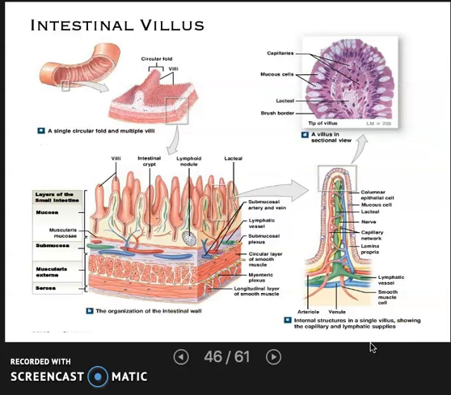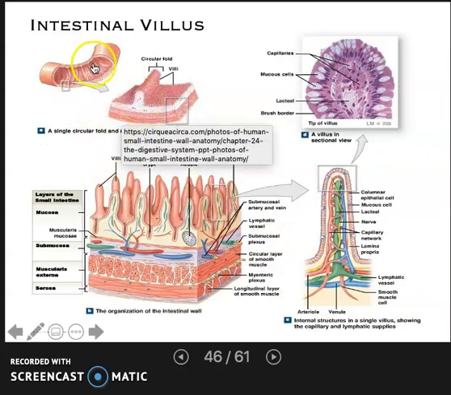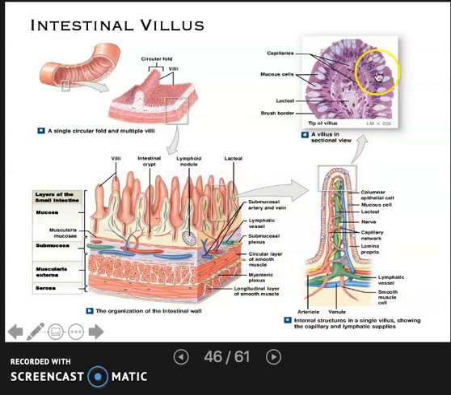So once again, here are the organizational features. We have these circular folds, villi. The villi have the lacteal with capillaries. And then when I take a look at this, remember this is a mucous membrane, so it's covered in goblet cells. And then each of those individual cells has microvilli. And we call this very diffuse extension here, this feathery stuff, the brush border.